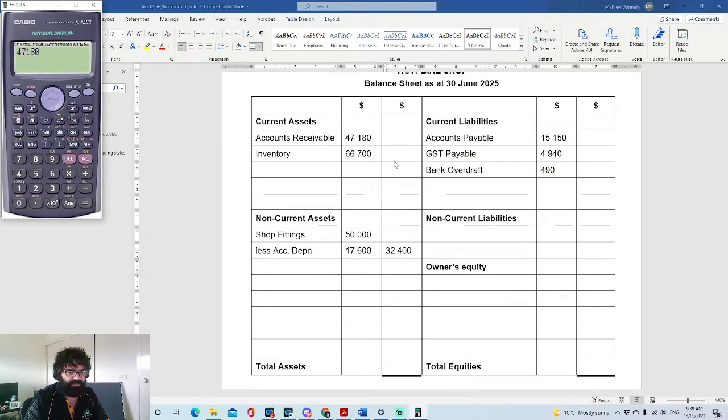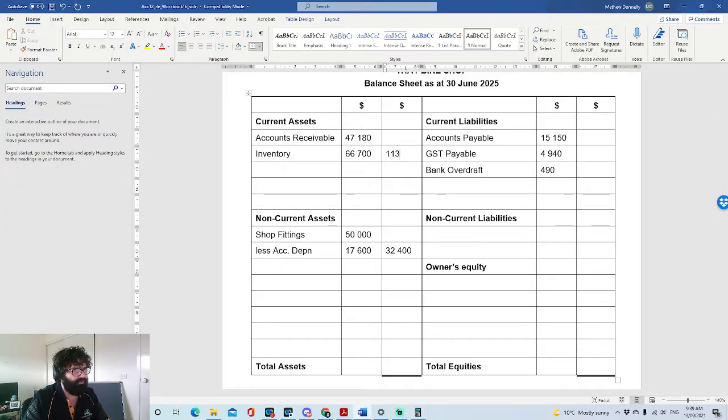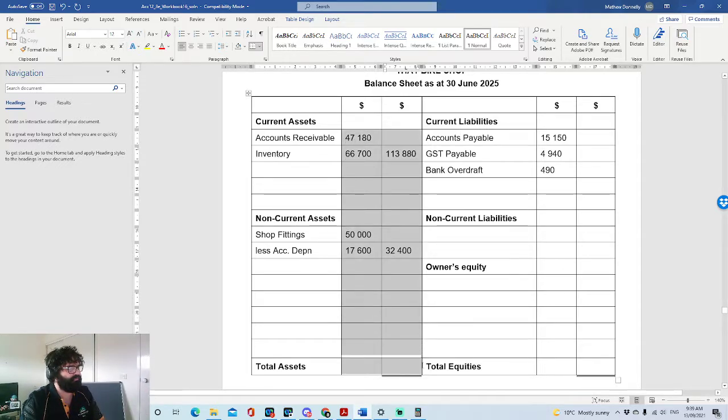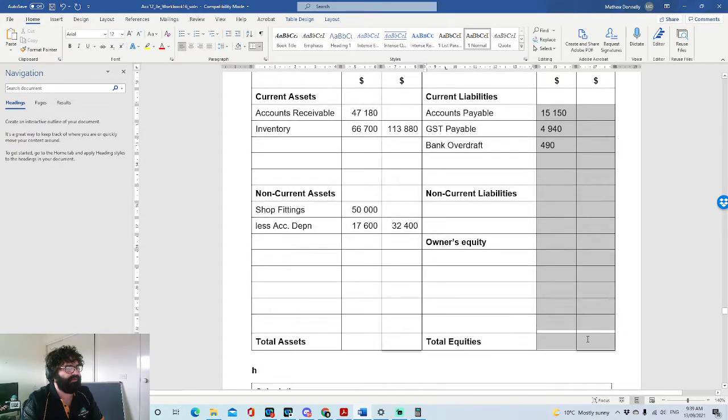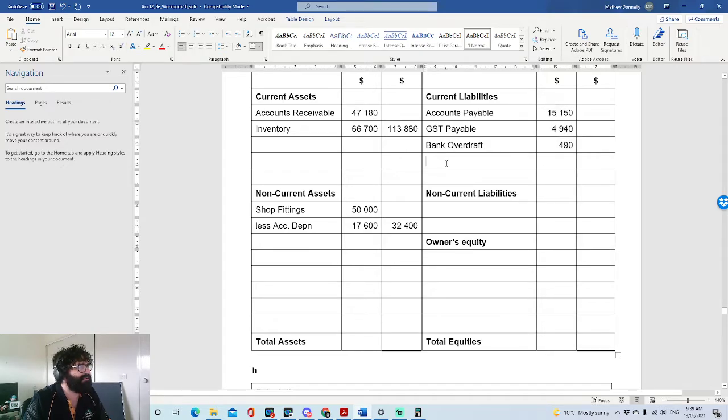And then we just add our numbers in as is. So 47,180 plus 66,700 is 113,880. Nice and sorted. And let's now do the liabilities. Just get our liabilities out the way, eh?